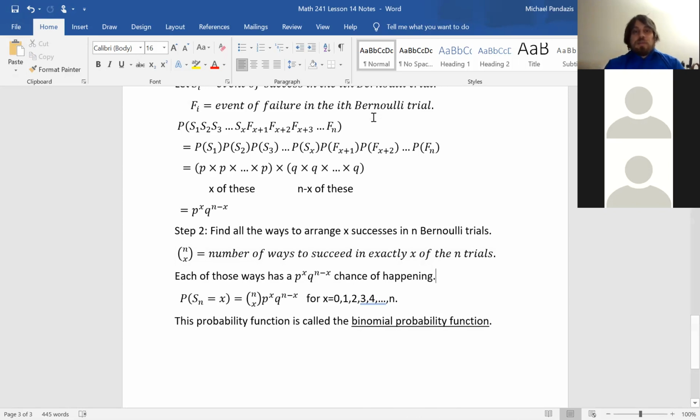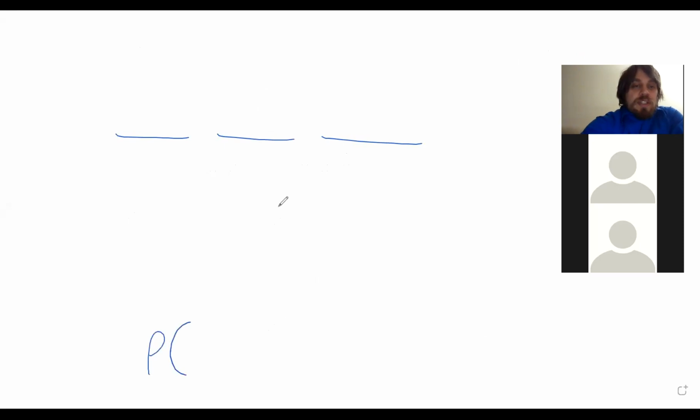Okay, I'm going to go to the whiteboard now and just explain this a little bit again. So let's say you have 3 Bernoulli trials. Each Bernoulli trial you can succeed or fail, right? P is the probability of success, Q is the probability of failure. And so let's ask the question: what is the probability that S sub 3 is equal to 1? What is the probability that in 3 Bernoulli trials you have exactly 1 success?